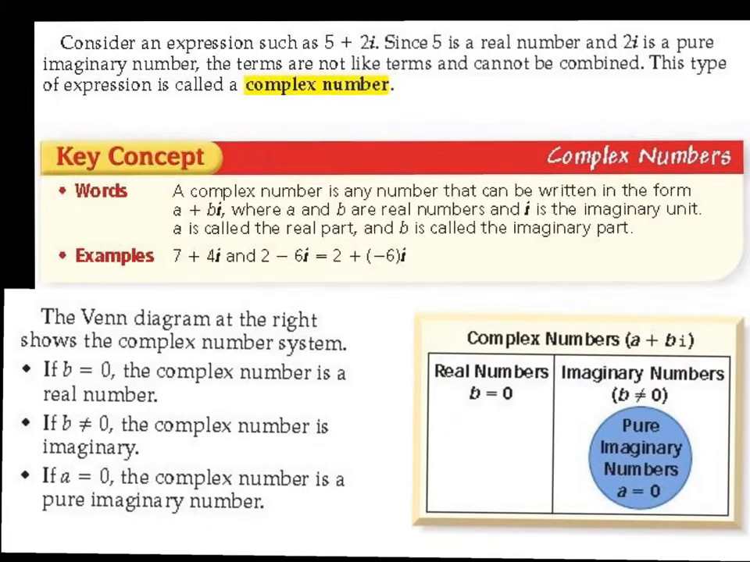The Venn diagram at the right shows the complex number system. If b equals 0, the complex number is a real number. If b does not equal 0, the complex number is imaginary. If a equals 0, the complex number is a pure imaginary number.